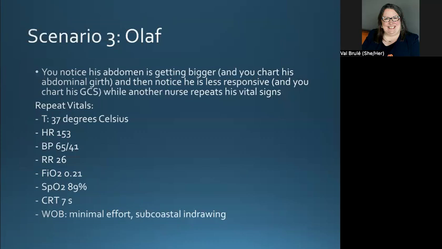signs. At this point, you see his temperature is 37 degrees Celsius, heart rate 153, blood pressure 65 over 41, respiratory rate 26, FiO2 0.21, saturation 89%, capillary refill time 7 seconds, work of breathing, minimal effort being made by the patient at all, and having some subcostal indrawing.